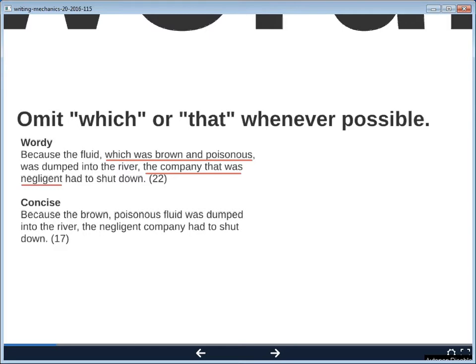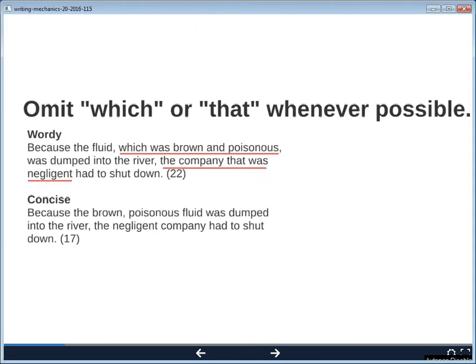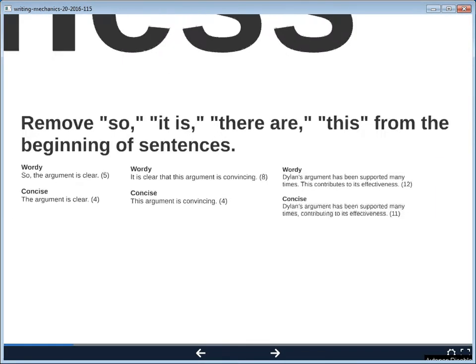So you can see in my wordy and concise examples, I've included word counts at the end of the sentences to show how many fewer words you can use by eliminating these few words. Because the fluid, which was brown and poisonous, was dumped into the river, the company that was negligent had to shut down. Simply rewriting that and getting rid of the which or that phrases, we can say, because the brown poisonous fluid was dumped into the river, the negligent company had to shut down. We've saved ourselves 5 whole words in that one sentence, which is wonderful.